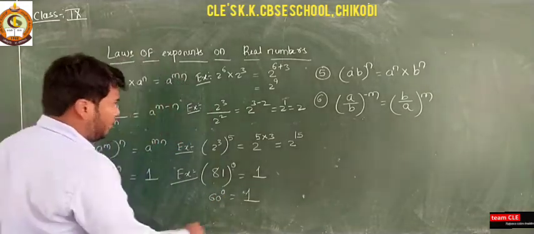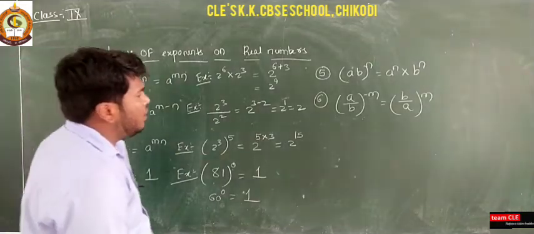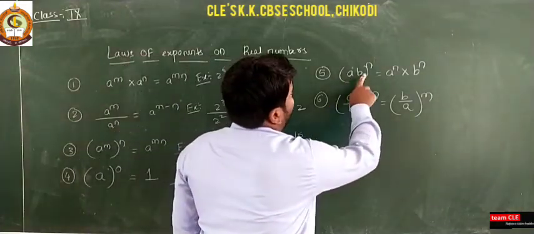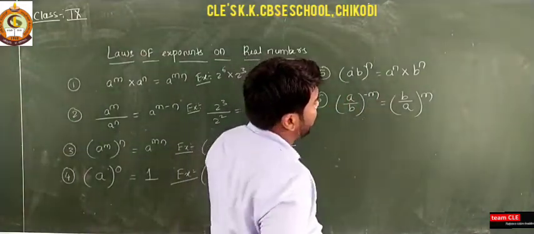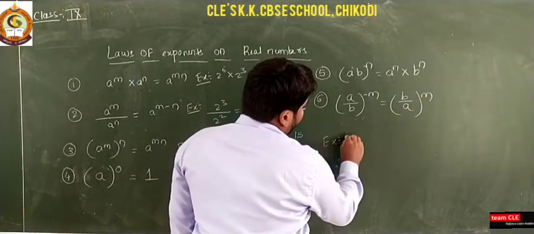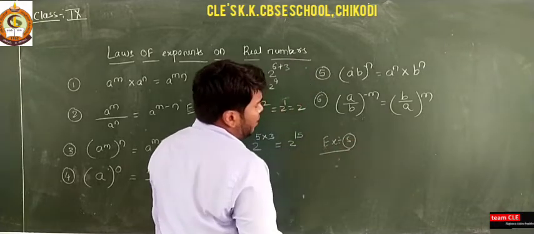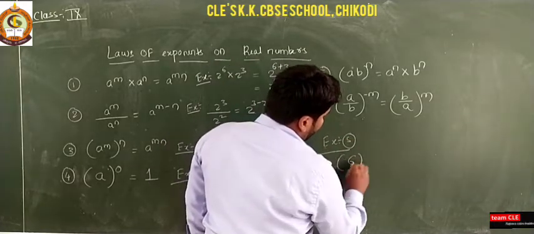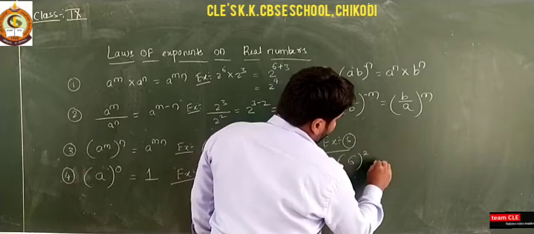Okay, so note down these two problems. Similarly for the fifth one, (ab)^n is equal to a^n into b^n. So that is the fifth example. For the fifth example, I write 6 raised to n, which is equal to 2.